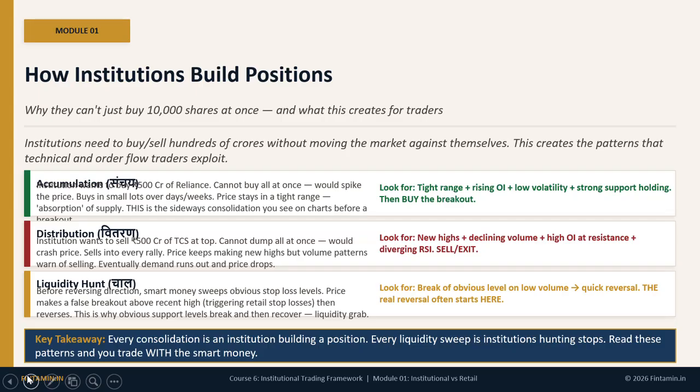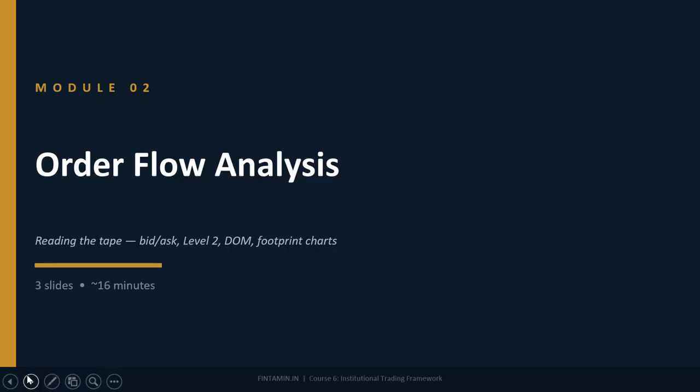Let us go deeper into how institutional trades actually look in real time. From module number 2, that is order flow analysis. The order book, tape reading, and footprint charts. This is how you see institutional activity in real time before it shows up in the price chart. Most retail traders have never looked at these tools. This gives you an edge.